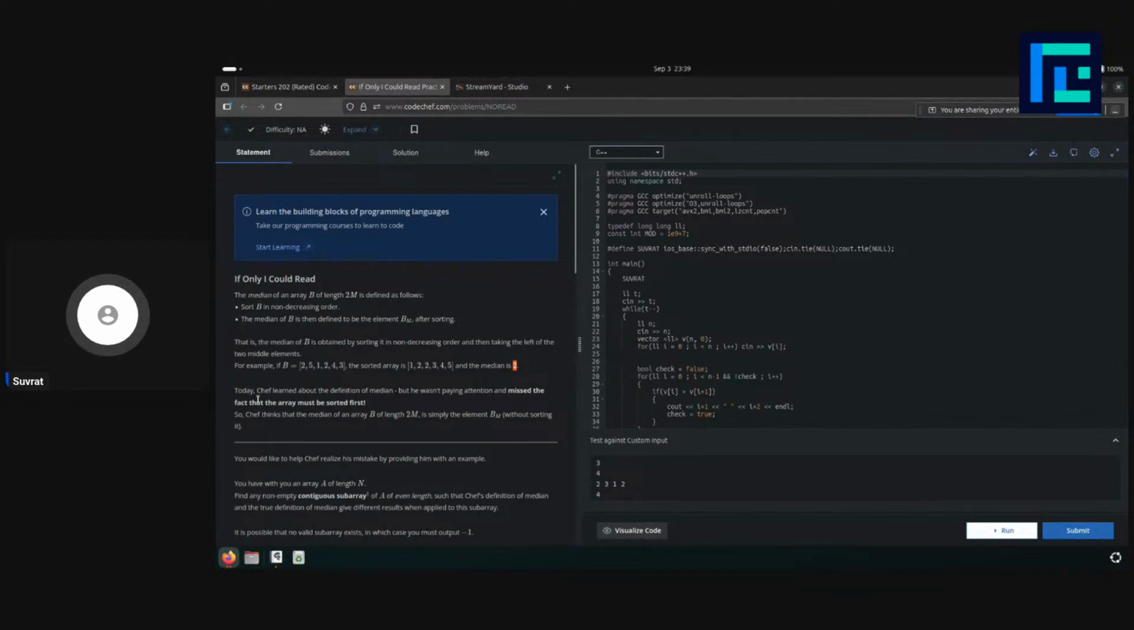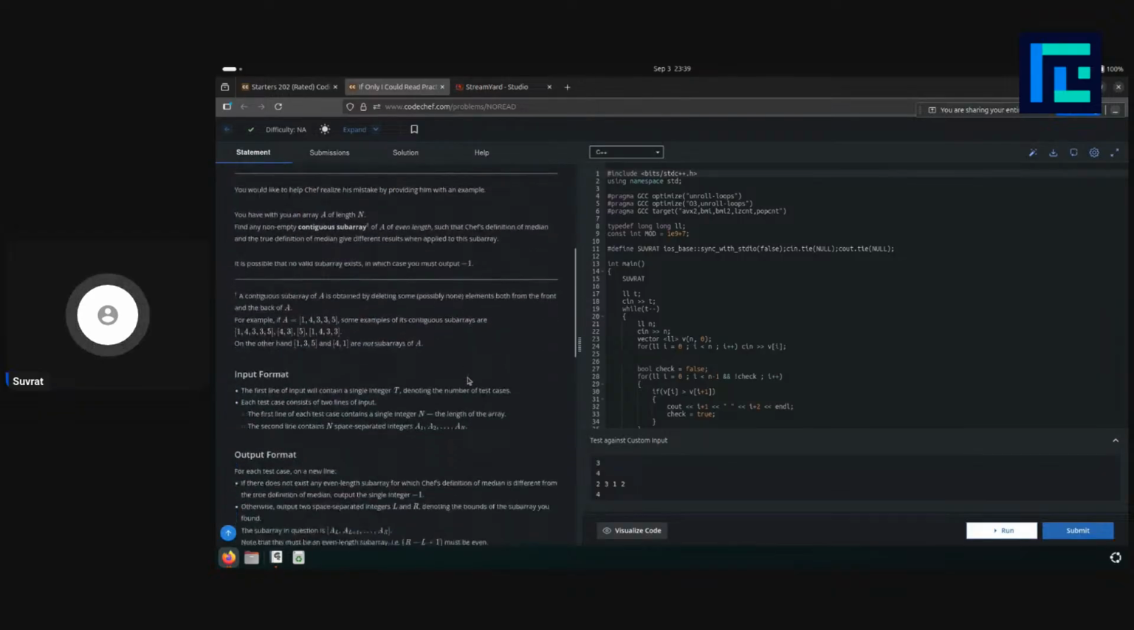Basically, today Chef learned about the definition of median, but he wasn't paying attention and missed the fact that the array must be sorted first. So Chef thinks that the median of an array of length 2m is simply the element Bm without sorting it. Bm is basically the left middle element. So you would like to help Chef realize his mistake by providing him with an example.